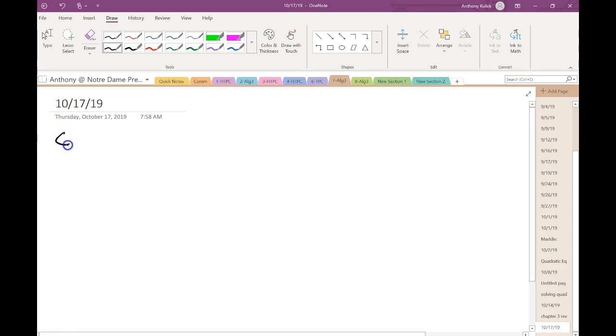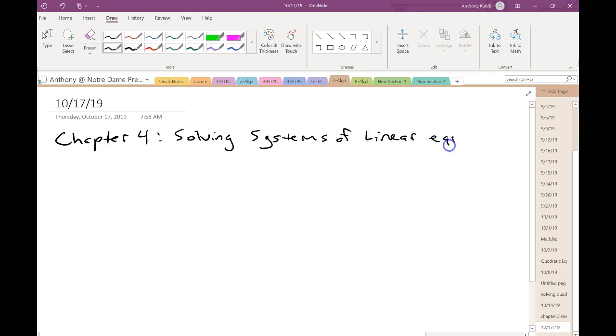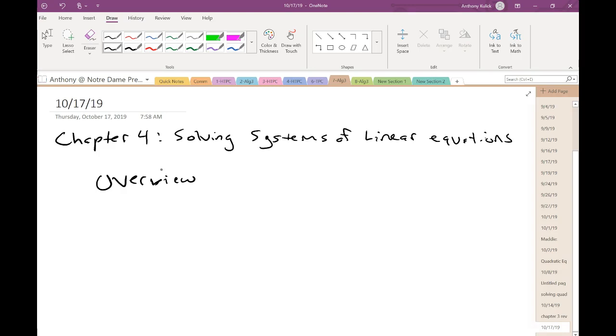Okay, so this next chapter is about solving systems of linear equations. So this chapter is a bit of a standalone in terms of this course because it's not necessarily related to one specific kind of function.